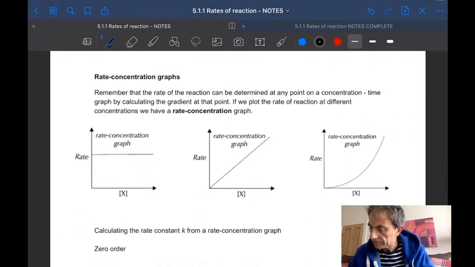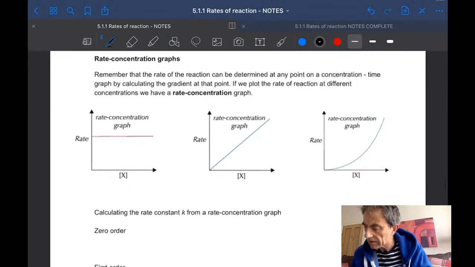Let's crack on then. So we're switching now. We're looking at a different type of graph now. We're not looking at concentration time graphs anymore. We're looking at rate concentration graphs. So remember that the rate of a reaction can be determined at any point on a concentration time graph. So we've just demonstrated that by calculating the gradient at that point.